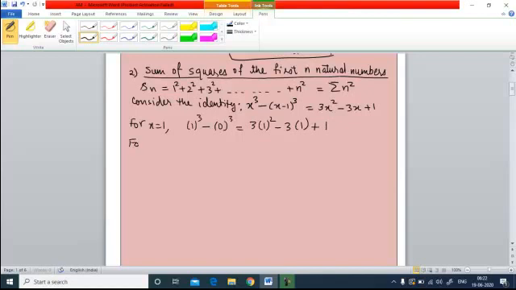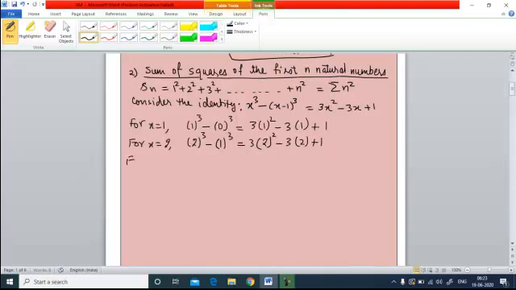Now replace x by 2. On replacing x by 2, we get cube of 2 minus 1, so cube of 1, is equal to 3 times square of 2 minus 3 times 2 plus 1. You can see we are repeatedly replacing x by its value.